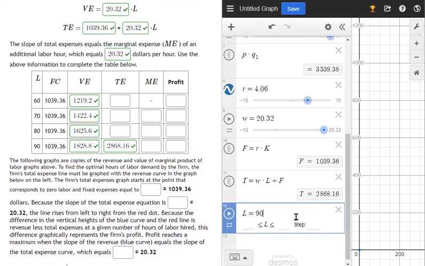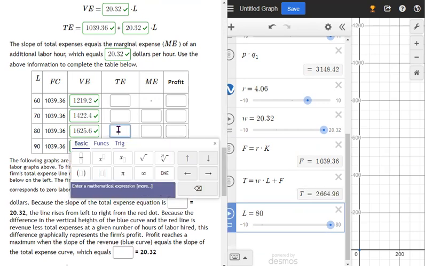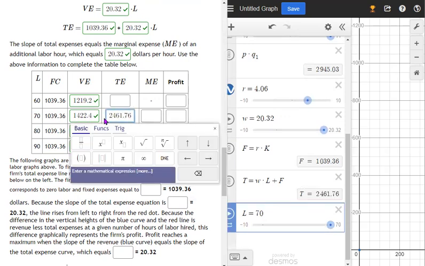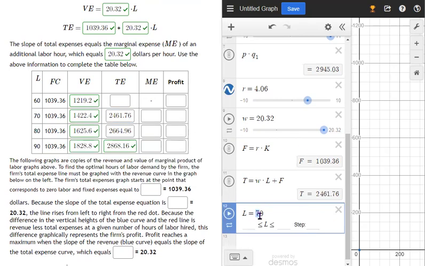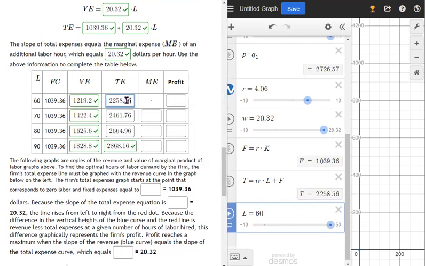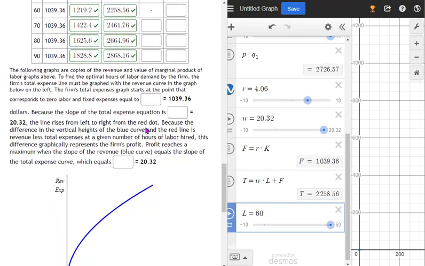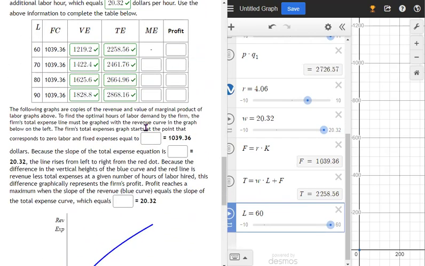Then when labor demand is 80, total expenses are 2664.96. Again, that's just the sum of these two right here. When labor demand is 70, total expenses is this value. Again, it's just the sum of those two. And then when labor demand is 60, total expenses is that. Okay, cool. Awesome.